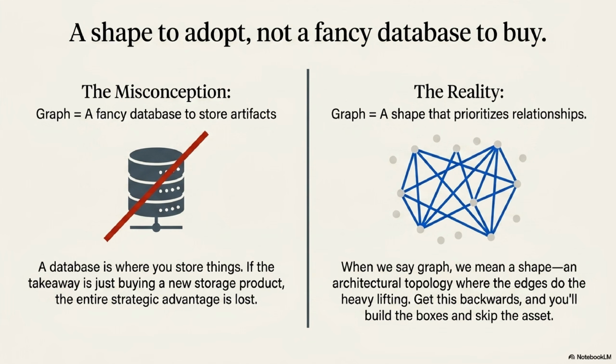episode 9. Let's name the misconception out loud, because it's the most common one here. A graph is just a buzzword for a database. If that's the takeaway, the whole idea has been missed. A database is where you store artifacts. The point of the graph is not storage, it's the relationships: the lineage, the governing policy, the accountable owner, the edges that let AI reason across the institution and let audit trace any output back to its basis. It is not a fancy database, it's the connections that carry the value. Get that backwards and you'll build the boxes and skip the asset.